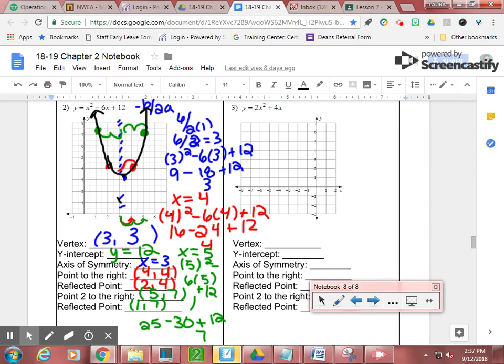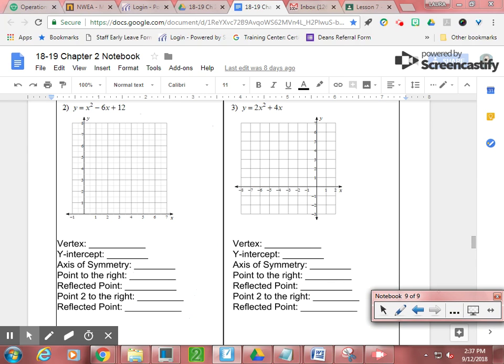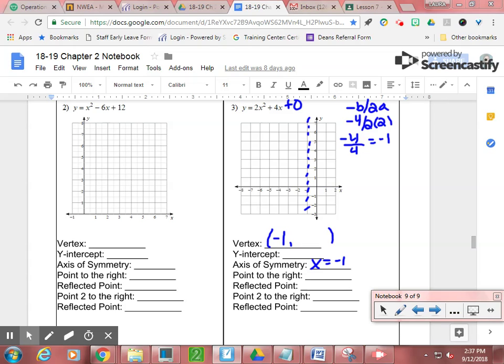Okay, and then our last one over here. This one does not have a value for c, so you can add a 0 onto the end of it if you want to. So negative b over 2a for the vertex, just like always, is going to be negative 4 divided by 2 times 2. Well, negative 4 divided by 4 is negative 1. So the first part of our vertex is negative 1, and the axis of symmetry is at x equals negative 1. So we put our dotted line there. We plug this back in to see what the rest of it is.